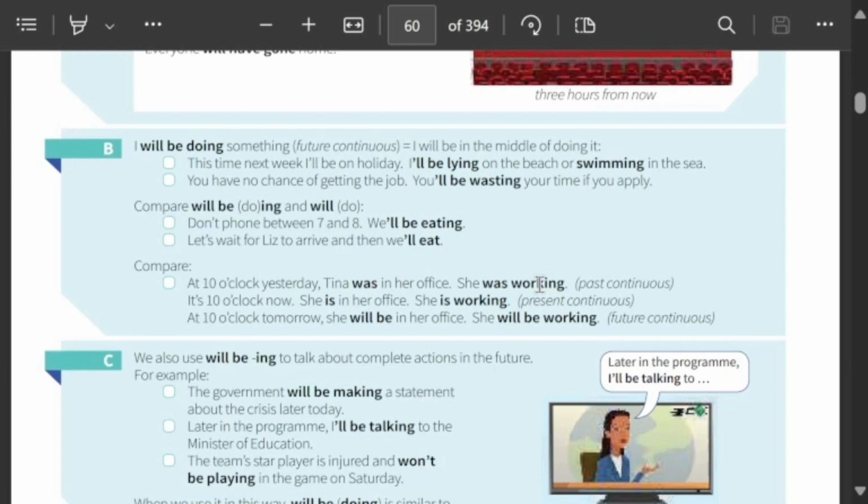Now, it's 10 o'clock now. She is in her office right now. If you go there, she will be there. She is there right now. She's in her office. She is working. Present continuous. You see? She's right now doing that action. Now, at 10 o'clock tomorrow, she will be in her office. She will be working. You see? Do you see that it's the same past continuous, and then it's kind of the same situation but in the present continuous, and then the same again in the future continuous. Okay?